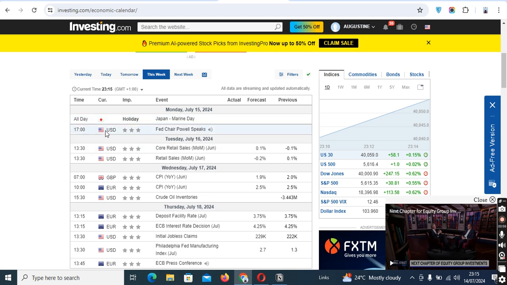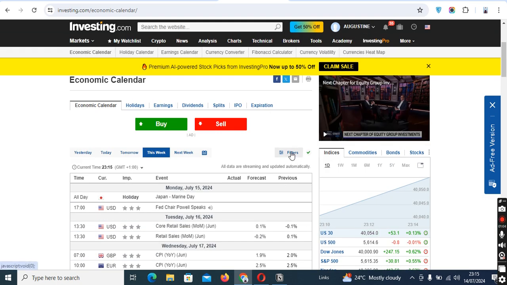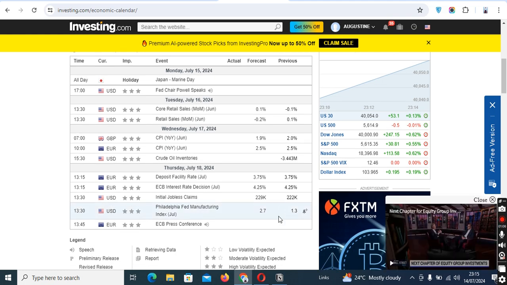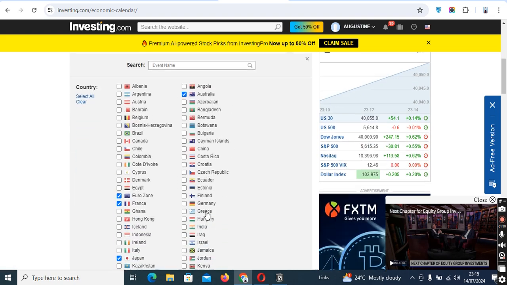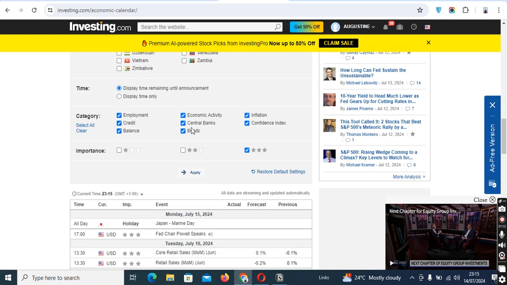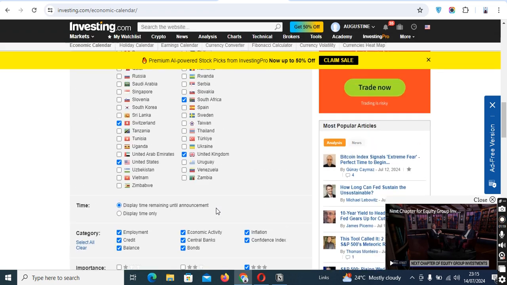For USD, there is Powell's speech, so it's actually a high impact news. All of these that you are seeing here are high impact news because I had to apply a filter, and they only display the high impact news. As you can see right here, only high impact news. So that's it, guys.